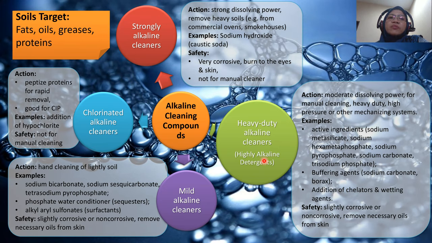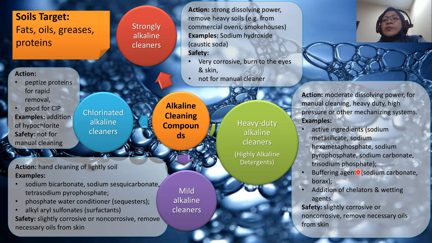Heavy-duty alkaline cleaners have moderate dissolving power and are commonly used with high pressure or other mechanized systems and in manual cleaning. The compound has active ingredients that are good in soil emulsification activity. For example, sodium metasilicate, sodium hexametaphosphate, sodium pyrophosphate, sodium carbonate, and trisodium phosphate.